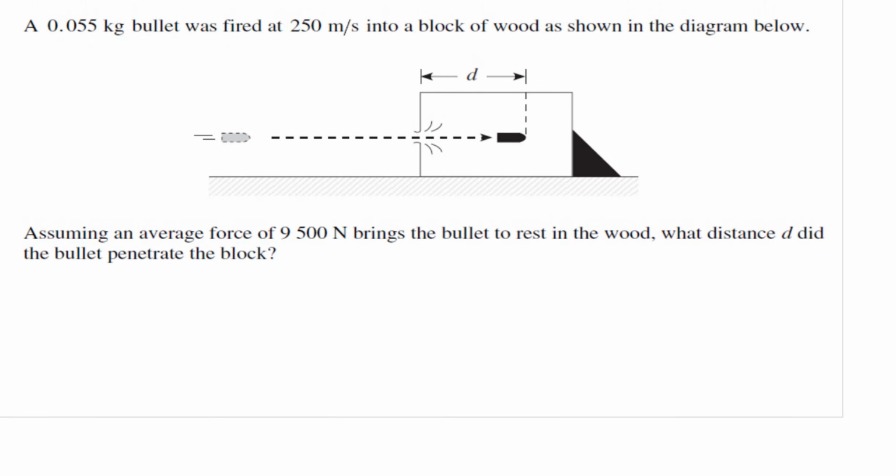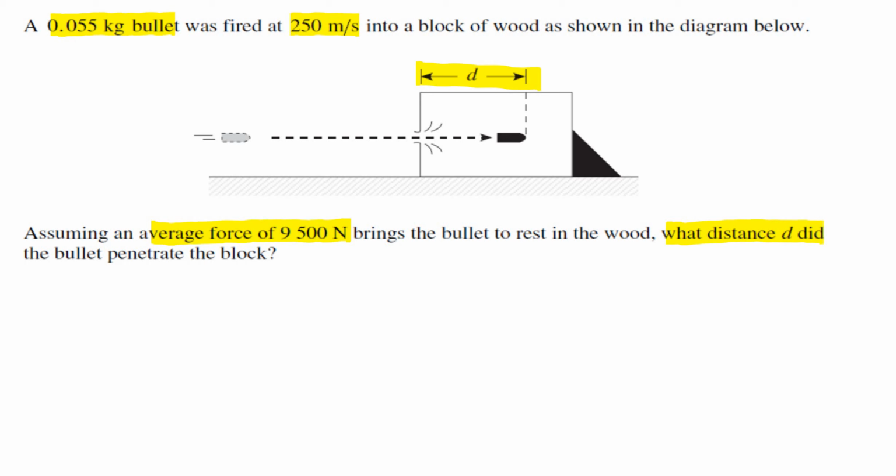Okay, so for this next problem, we have a 0.055 kilogram bullet, and it's fired at 250 meters per second into a block of wood as shown in the diagram below. And then we're assuming an average force of 9,500 newtons to bring the bullet to rest in the wood. And we've got to figure out what distance, D, the bullet penetrated the block. Okay, so a great thinking question here, and let's see if we can figure this one out.